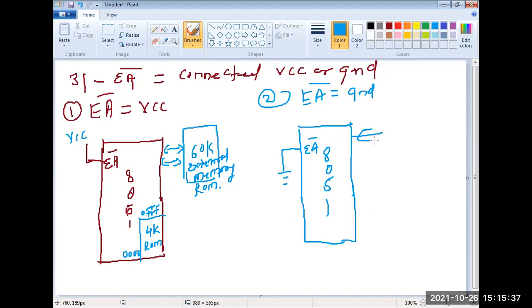So what happens? A total of 64 kilobyte of ROM is connected externally. And this EA bar signal I am going to use when I interface the external ROM and RAM memories. Is it clear now? Have you understood now?